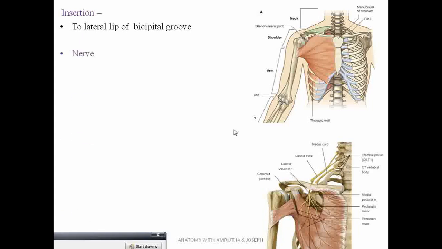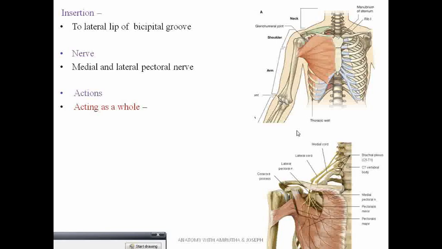The nerves which supply the muscle are the medial and lateral pectoral nerves. The medial pectoral nerve is a branch of the medial cord of the brachial plexus. The lateral pectoral nerve is a branch of the lateral cord of the brachial plexus.